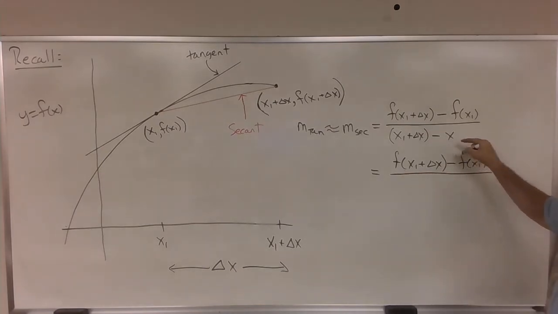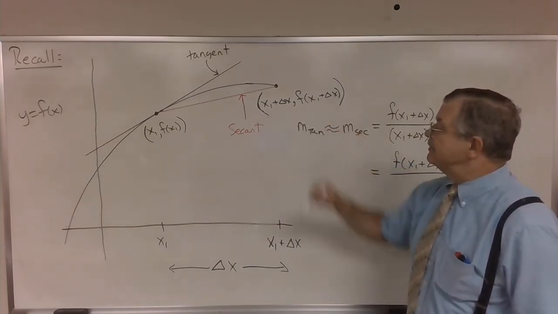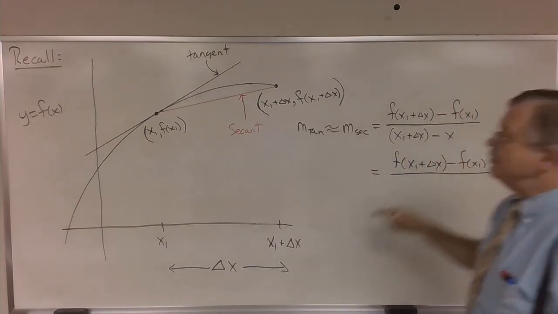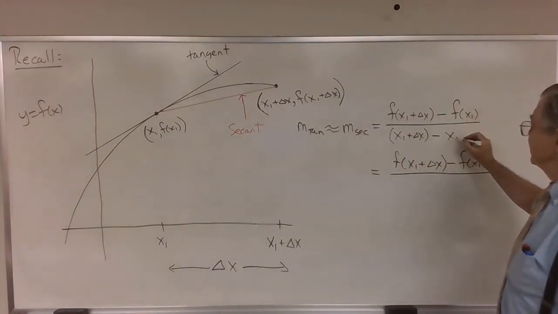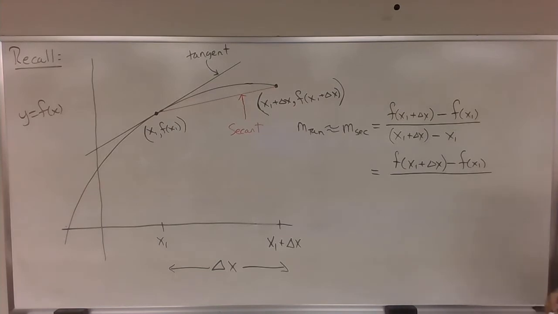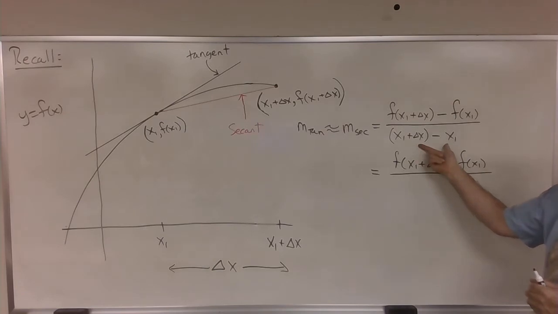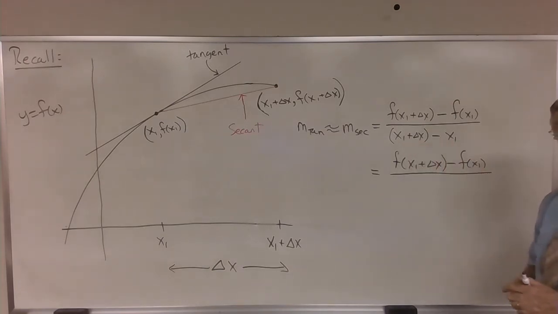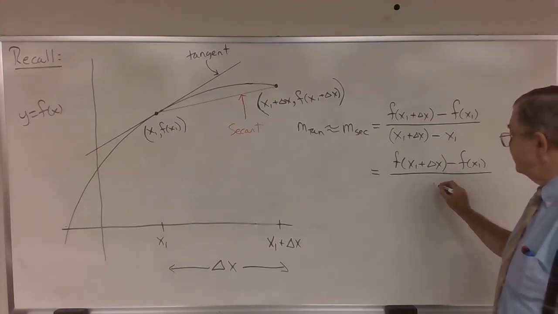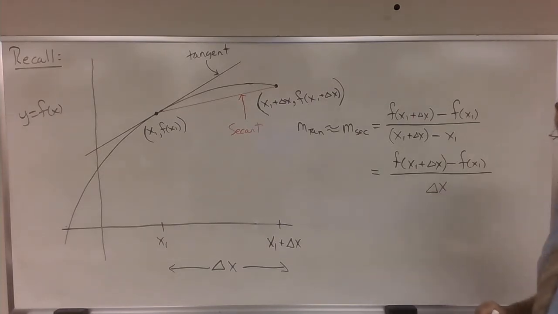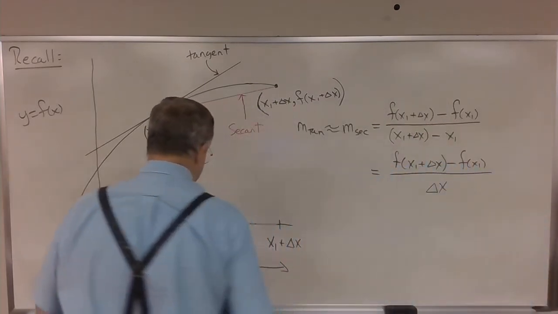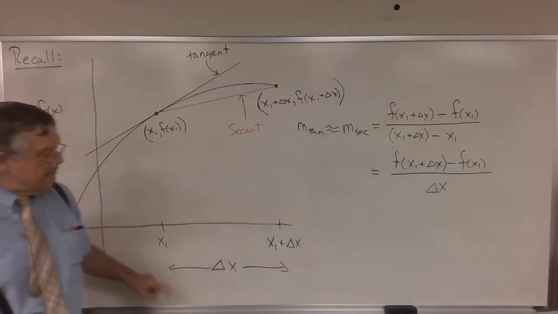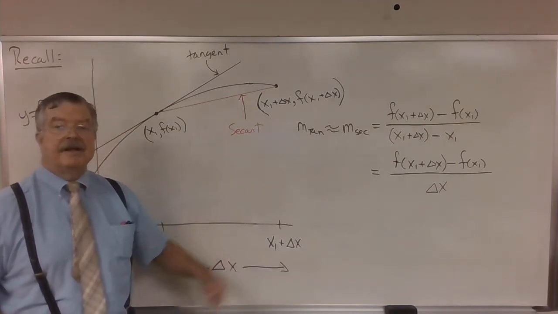And in the denominator, whoops, what should this have been? Let me clear this up first. Here's x sub 2, x sub 1 plus delta x, and we subtract x sub 1. This is going to make all the difference in the world. When I simplify the denominator, the x sub 1's wipe each other out, right? And so I have just delta x on the bottom, where delta x is the distance from x sub 1 to x sub 1 plus delta x.